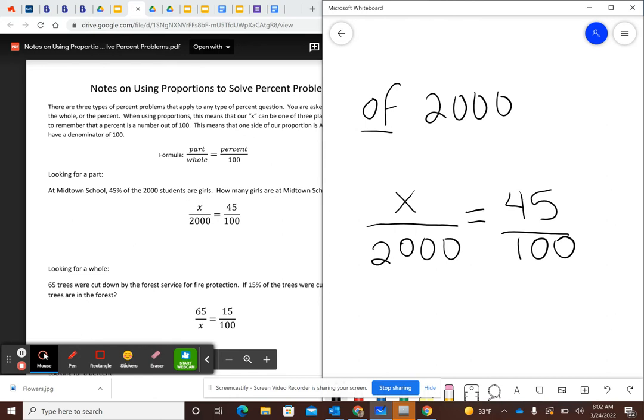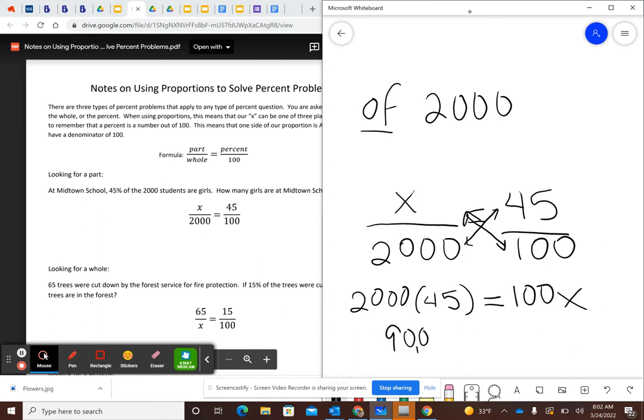Just for simplicity's sake, I'm going to solve this using the cross products method. So I'm going to multiply the 2,000 times the 45 because those numbers are diagonal from each other. I'm going to set that equal to 100 times x. So now I'm going to solve the equation. I will start by multiplying 2,000 times 45, which is 90,000. And then I have the equation 90,000 equals 100x.